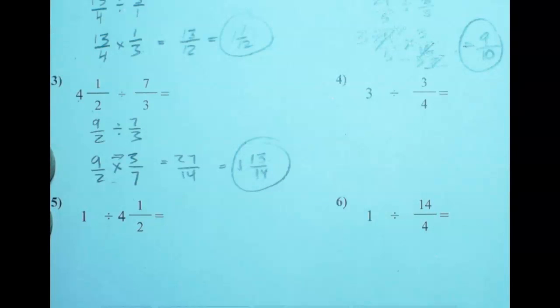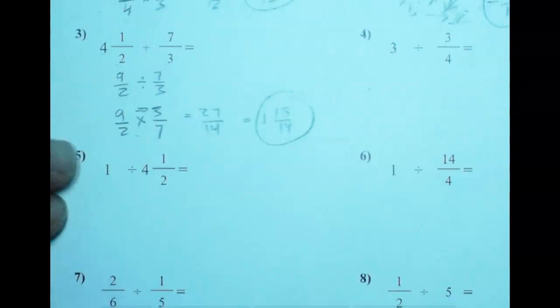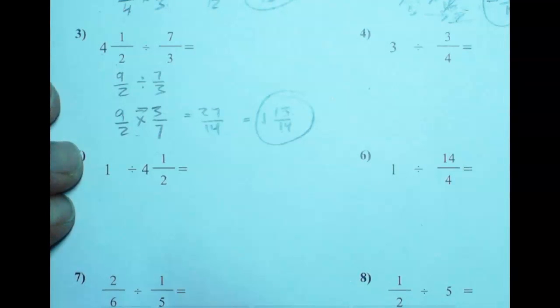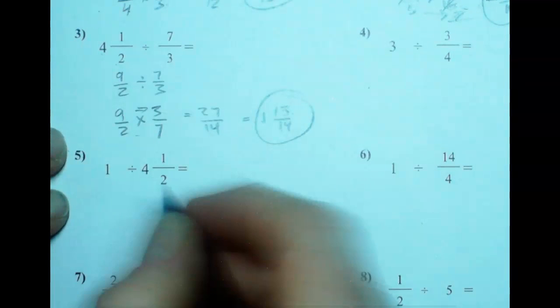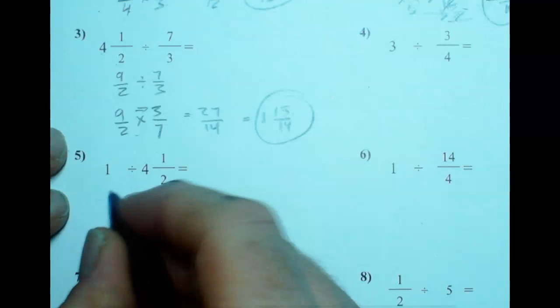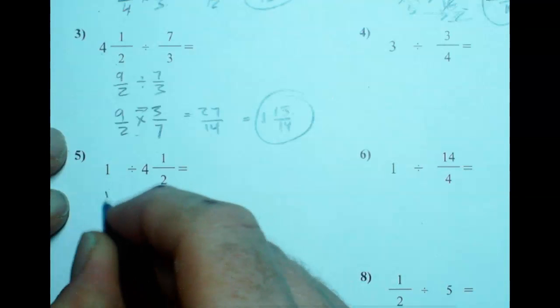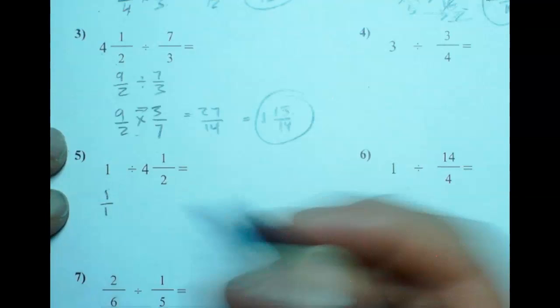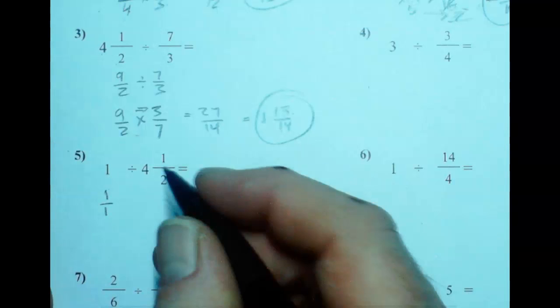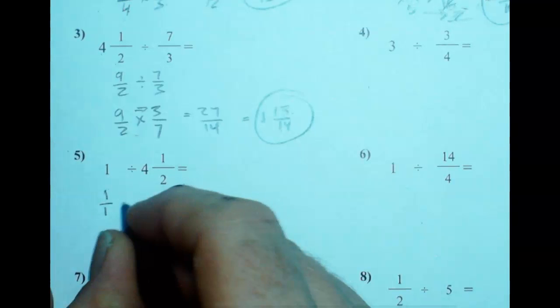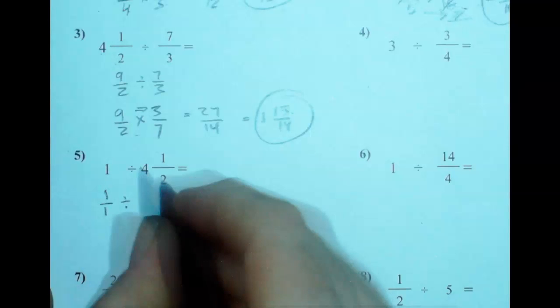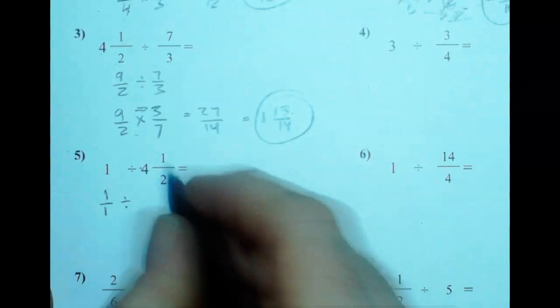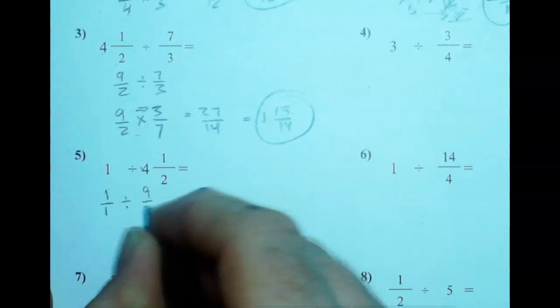I'll do one more. Stay on this side. It seems to be more clear. 1 divided by 4 and a half. Well, 1 is just 1. Make it 1 over 1 so you know what to do when we do the keep change flip. And then divided by 4 times 2 is 8 plus 1 is 9 halves.